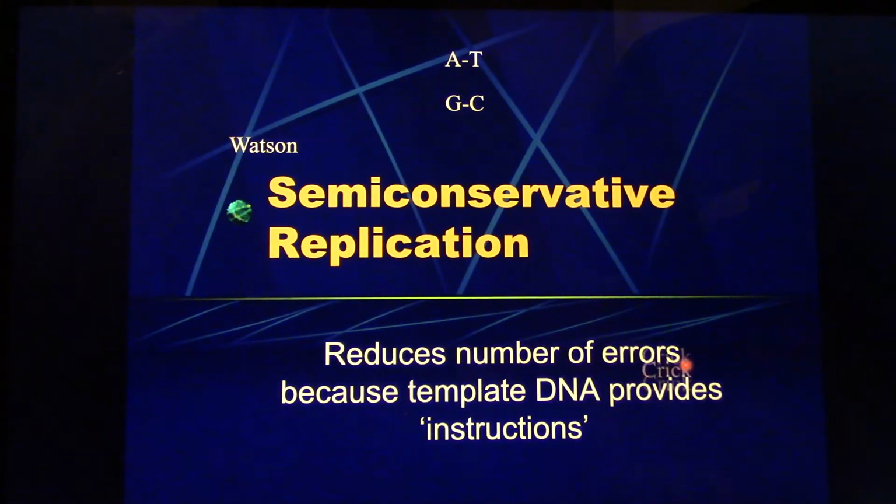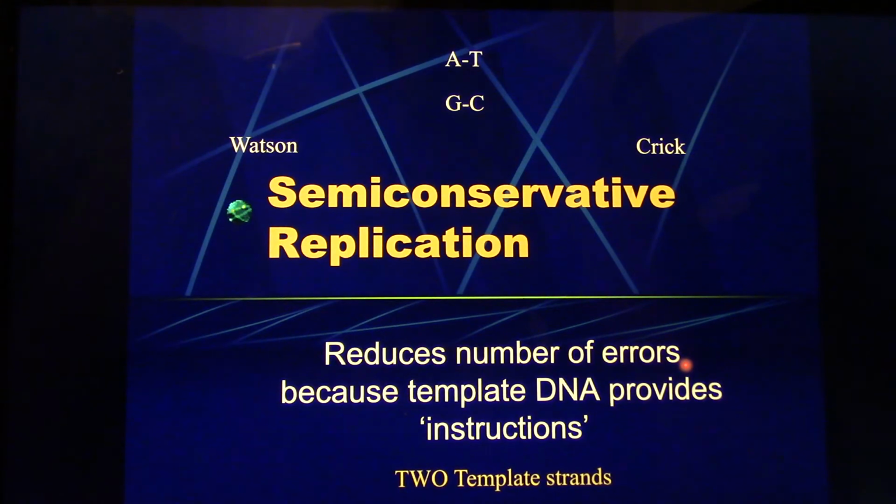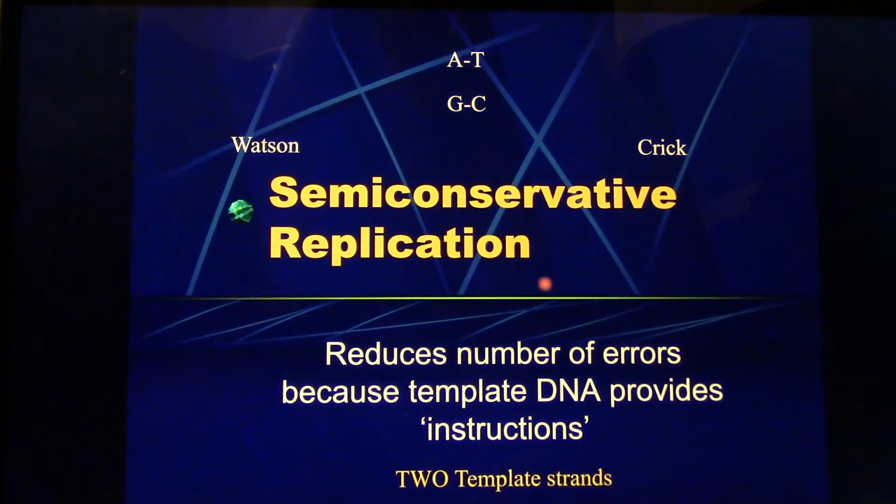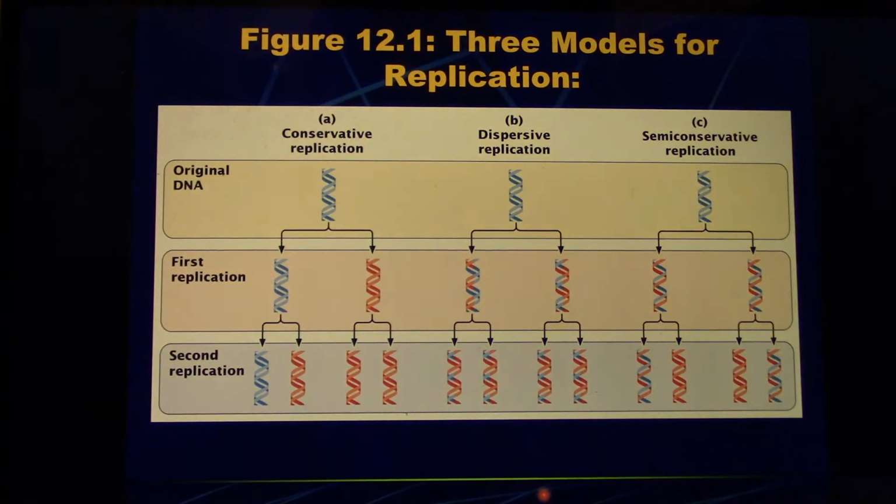So one safeguard for keeping accuracy during DNA replication is this idea of semi-conservative replication. It reduces the number of errors because the template DNA provides basically instructions. And there are 2 template strands in DNA replication. So how did we come up with this idea of semi-conservative replication?